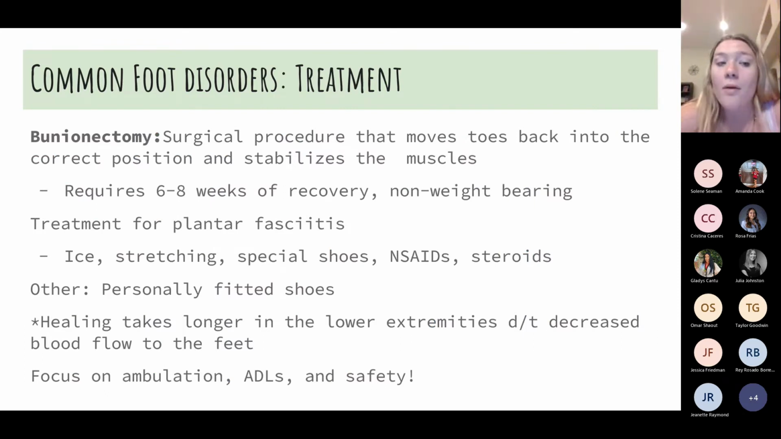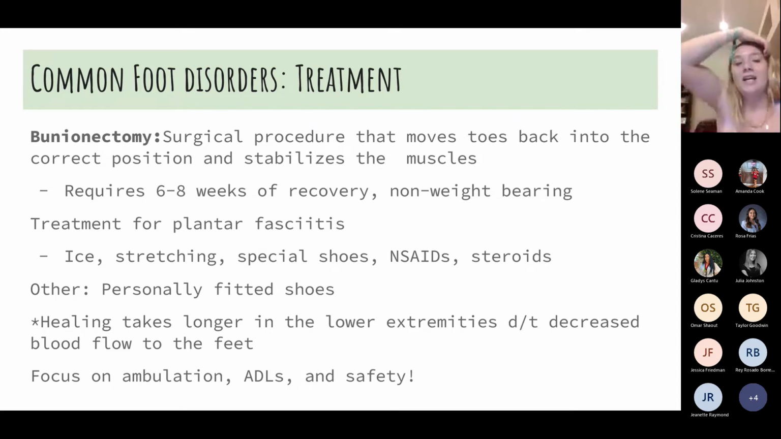So treatment for our bunions, you can do a bunionectomy. This is a pretty invasive, pretty painful procedure. Usually they're going to have pins in place for a while. It takes about 6 to 8 weeks to recover, and they have to be non-weight bearing.